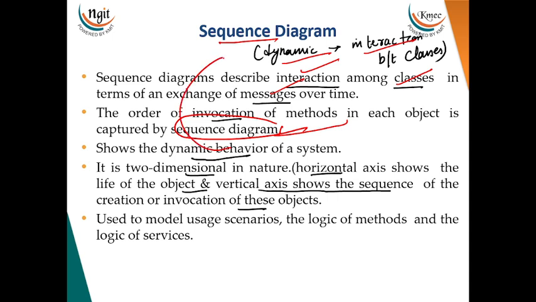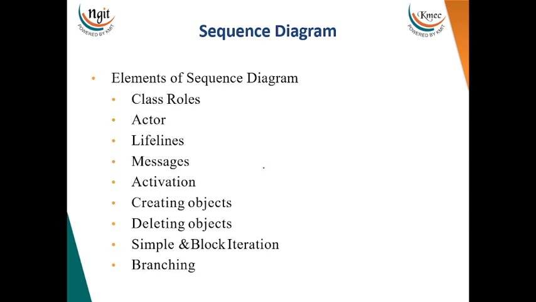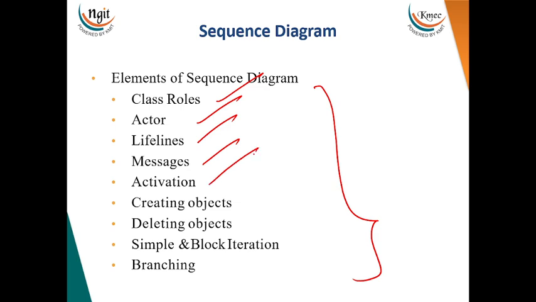It shows the dynamic behavior. It's two-dimensional: the horizontal axis shows the objects, the vertical axis shows the sequence. Correct? Let's move on to the other one. We have got diagrams available, that is class diagram, actor, lifeline, messages, all this information. All this we are going to see, correct? Simple block and everything.